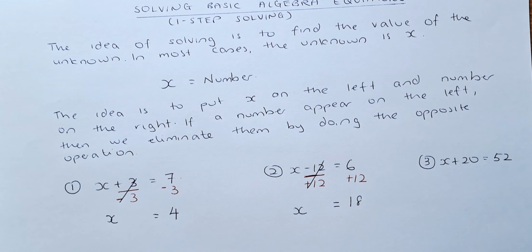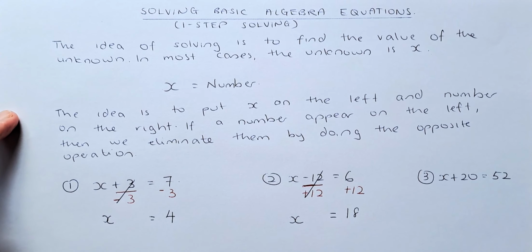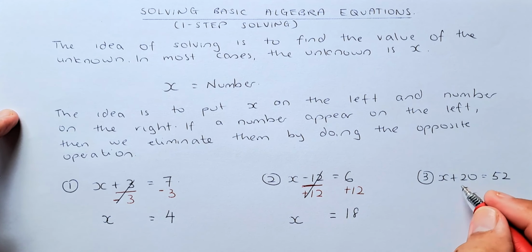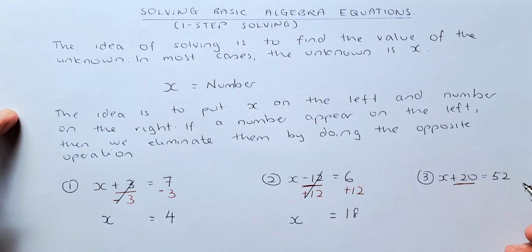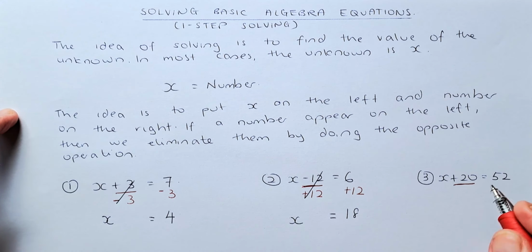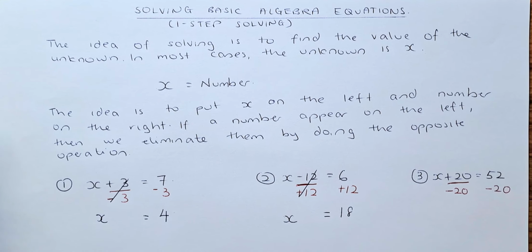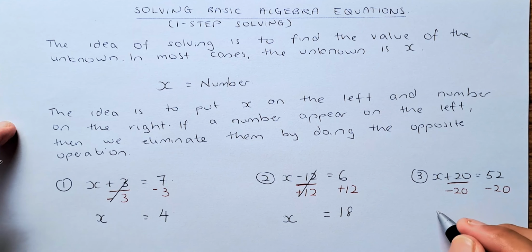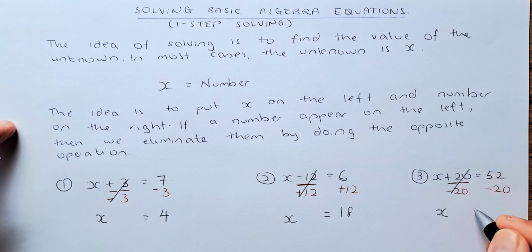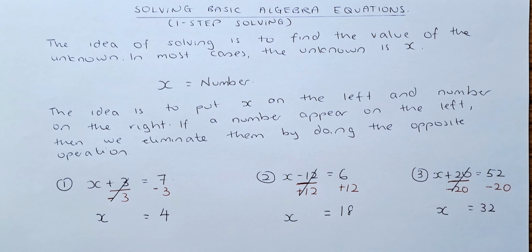The next example is similar. You have x plus 20 is 52, so plus 20 is the intruder, and you need to get rid of it. To do that, you minus 20. If you minus 20 on the left, you must do the same on the right. So when you minus 20, your solution is going to be x, as this will cancel out, equal to 52 minus 20. That will give you 32. That is quite simple, right?